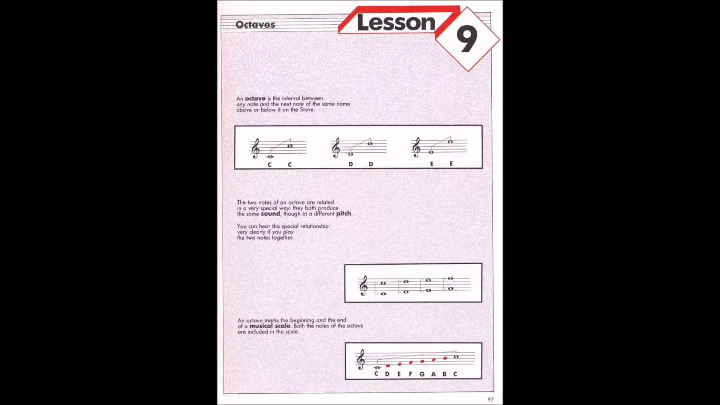When we looked at intervals in the last lesson, we saw that the interval between two notes of the same name, two C's for example, is called an octave. If you open your Lesson 9 booklet at page 97, you'll find some examples of octaves set out for you. It's no accident that notes which are an octave apart are given the same name.